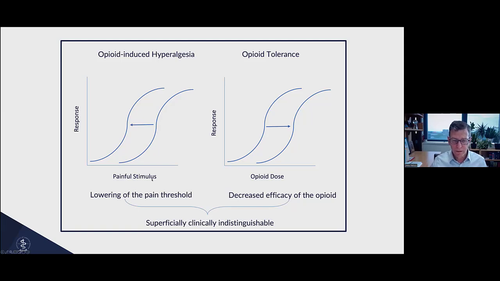Either way, whether you have to give more medication because the pain gets worse, or if you have to give more medication because the drug's wearing off, it's the same. But the underpinnings of it are quite different. If you stop a drug in somebody who's tolerant, they will become normal. If you stop the drug in hyperalgesia, it does not go away, or if it does, it goes away very slowly.